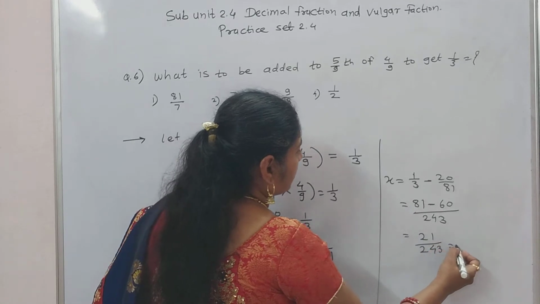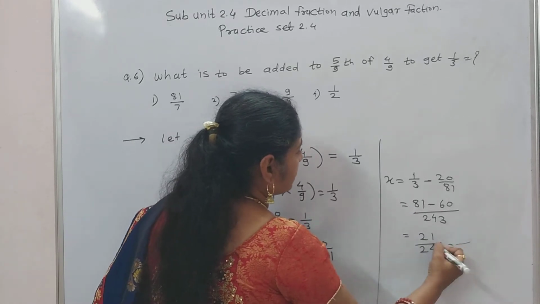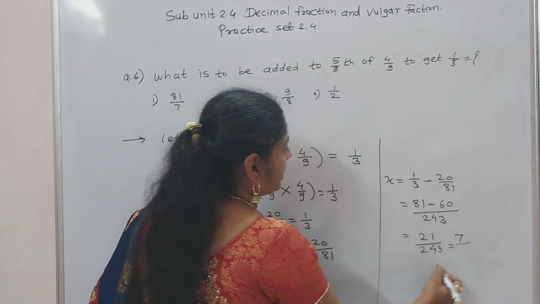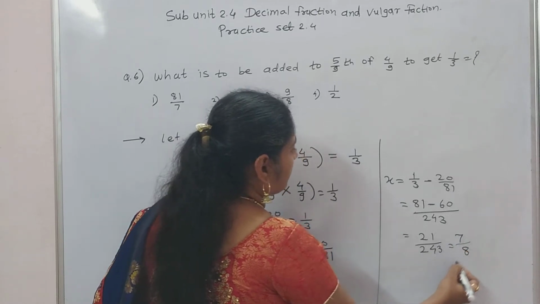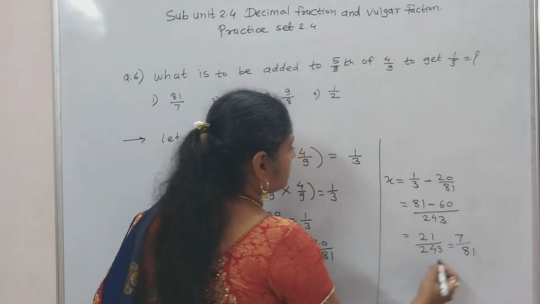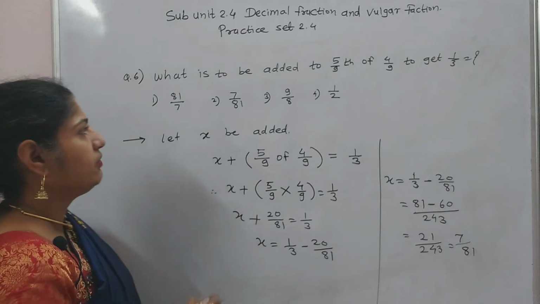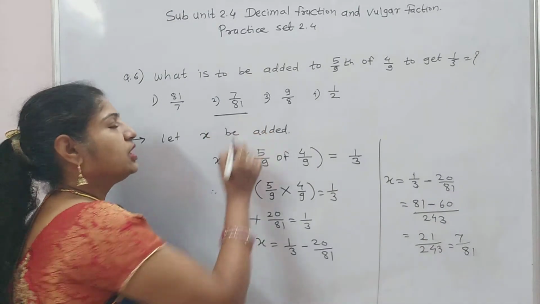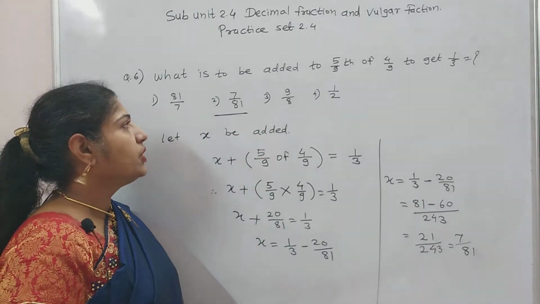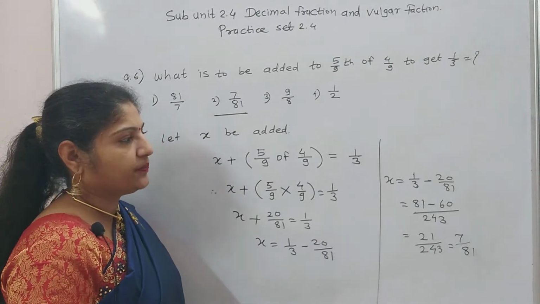And again it is divisible by 3. 3 sevens are 21, 3 8s are 24, 3 ones are 3. Answer is 7 upon 81. Answer is option number 2, 7 upon 81.